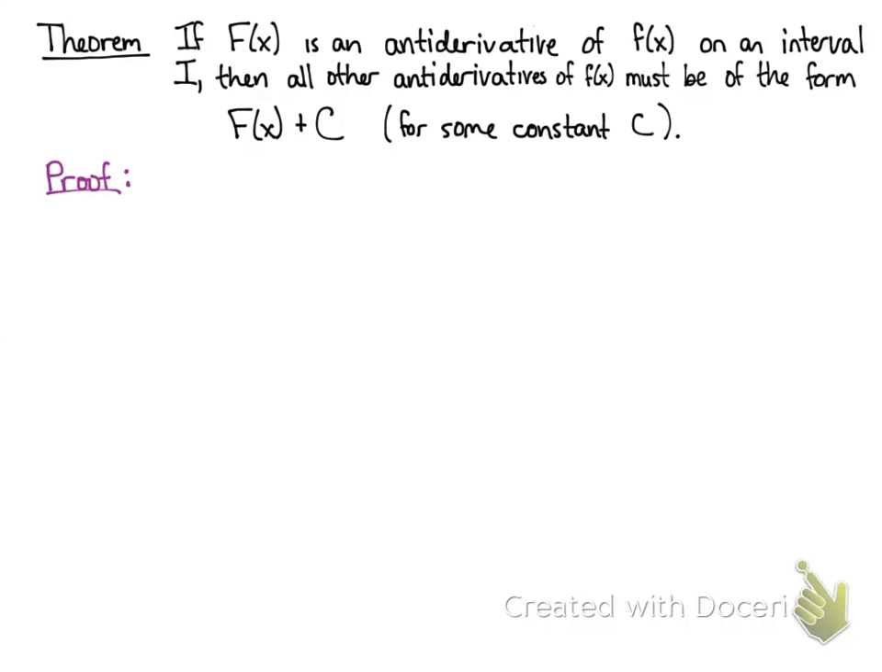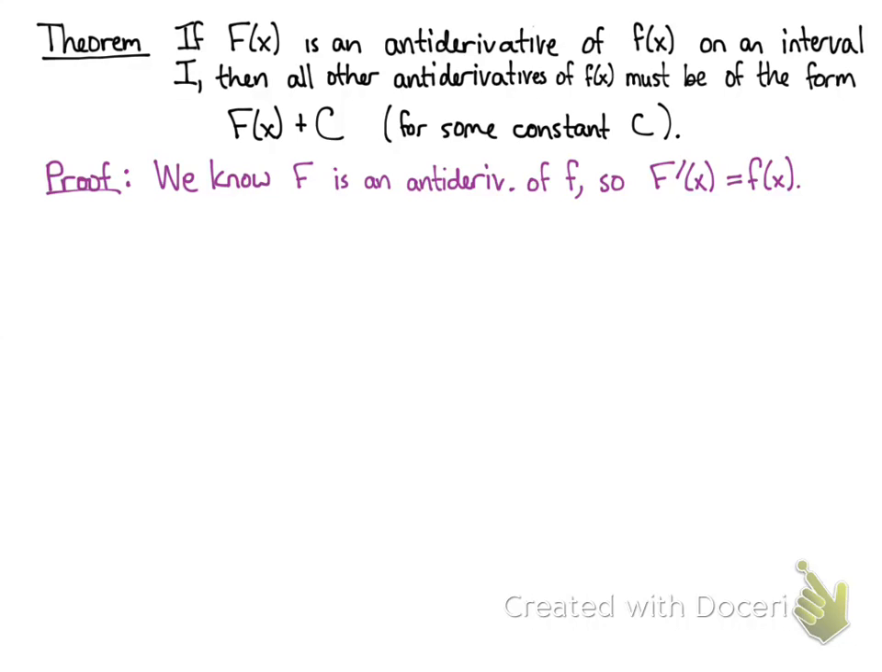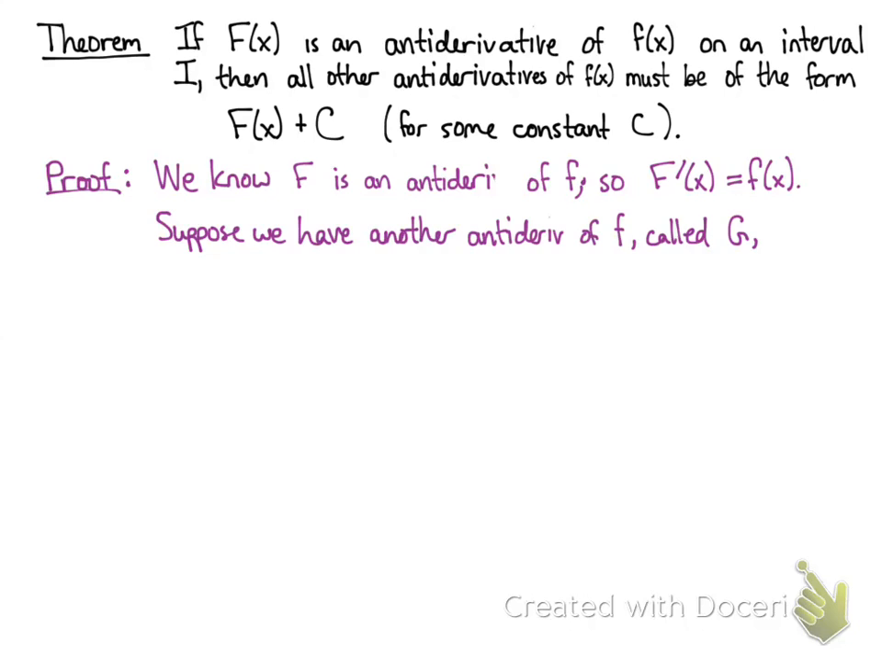How do we prove that? Okay, well, we start with the assumption that we have an antiderivative. We know capital F is an antiderivative of little f, so capital F prime equals little f. The theorem says something about all other antiderivatives, so let's say we've got another antiderivative, and we'll call it capital G. It's another antiderivative, so that means G prime equals our original little f as well.